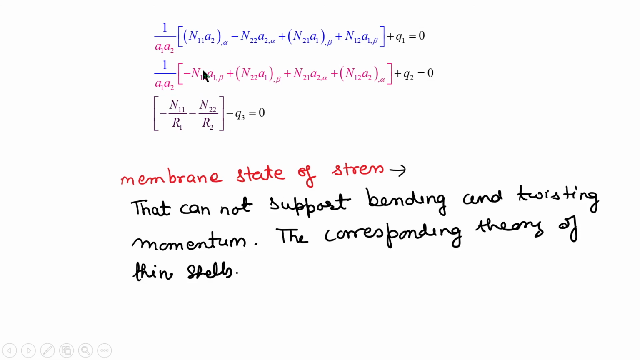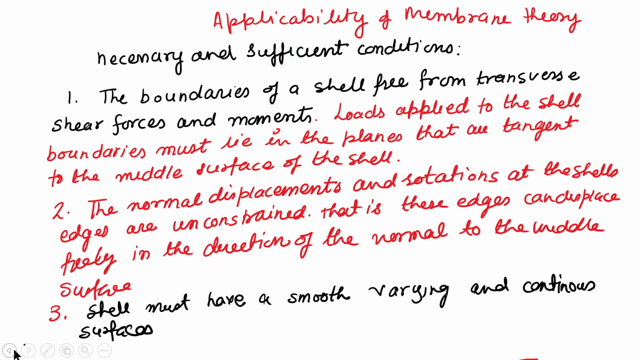So, the membrane state of stress cannot support the bending and twisting moments, and the corresponding theory is the thin shell theory, in which we assume that there are no bending moments. Now, what are the necessary and sufficient boundary conditions when we are going to apply this membrane theory of shells?